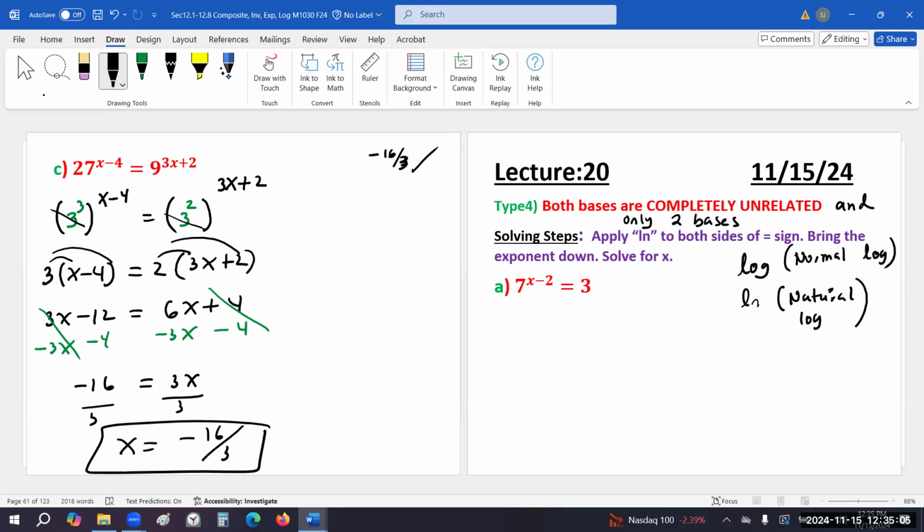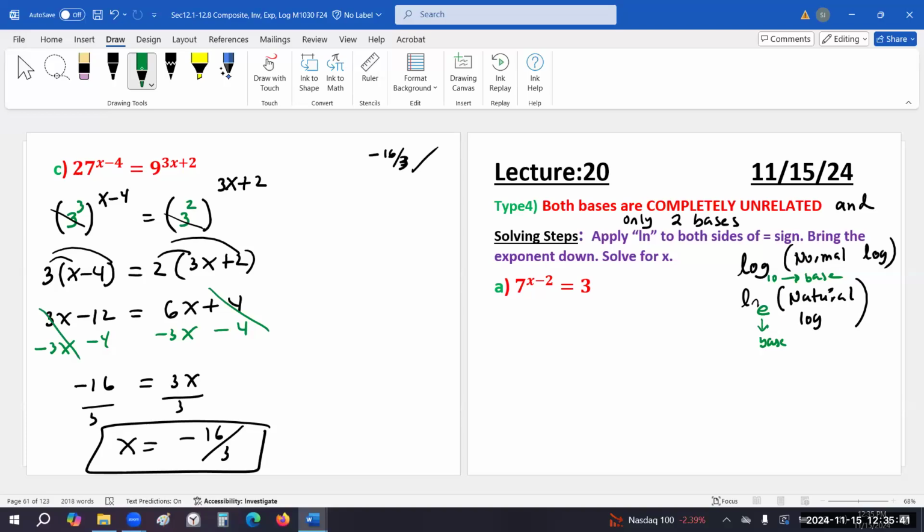Okay? So every log has a base, an invisible base. And this log doesn't have any base. It has an invisible base 10. Okay? And ln doesn't have base 10. It has an invisible base e.